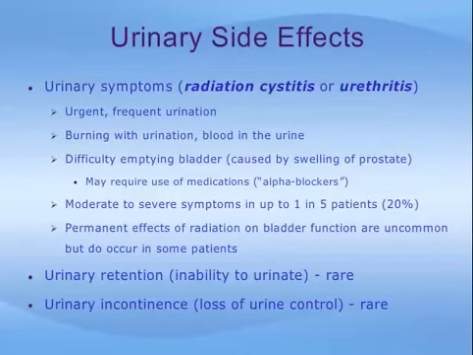Some patients may experience difficulty emptying the bladder, caused by swelling of the prostate, and this may be lessened by the use of medications called alpha blockers beginning before treatment. While most patients experience mild urinary symptoms, moderate to severe symptoms are reported in up to 20% of patients following EBRT. Permanent effects of radiation on bladder function are uncommon but do occur in some patients. Urinary retention, the inability to empty one's bladder, and urinary incontinence or leakage are rare but significant side effects.